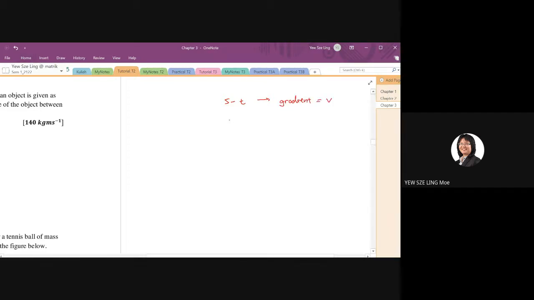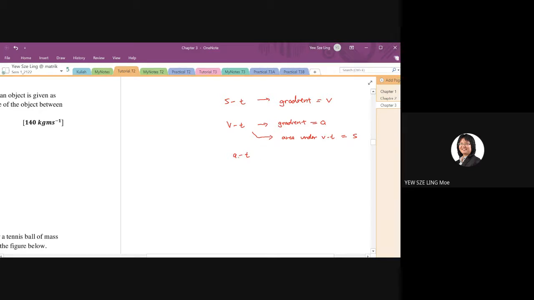And then in the previous chapter, again, we have the VT graph. The gradient of the VT graph represents acceleration. The area under the VT graph is your displacement or distance. And then we have the AT graph. Actually, we don't extract any information from the gradient of it, but you can actually calculate the velocity based on the area.